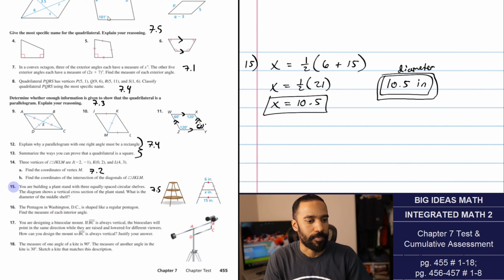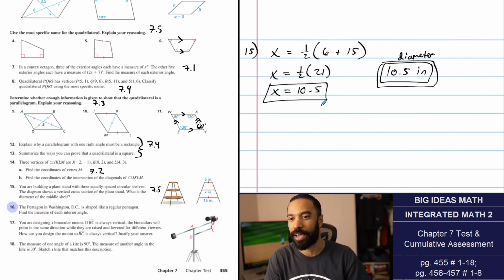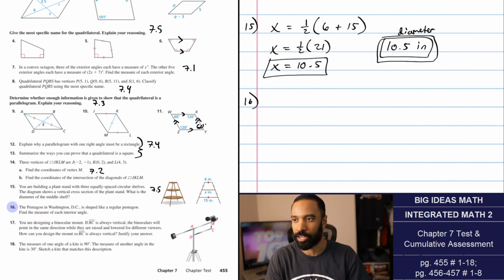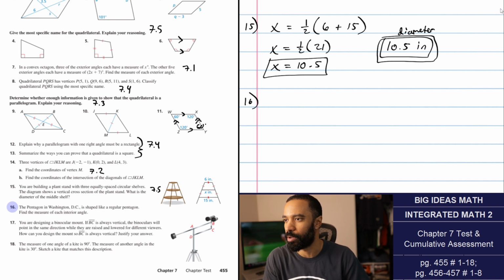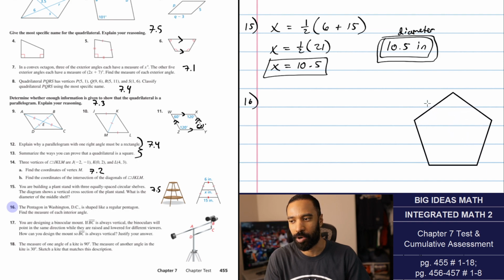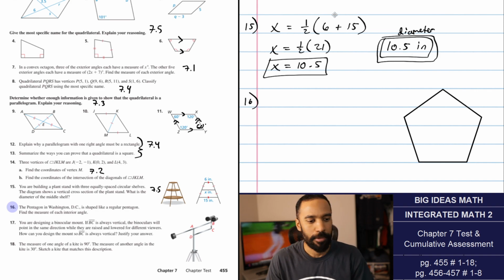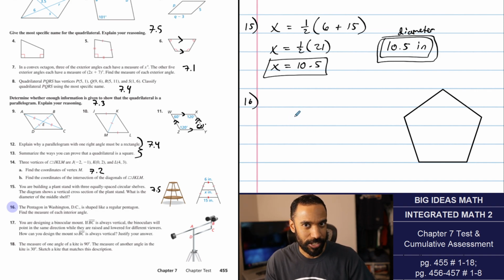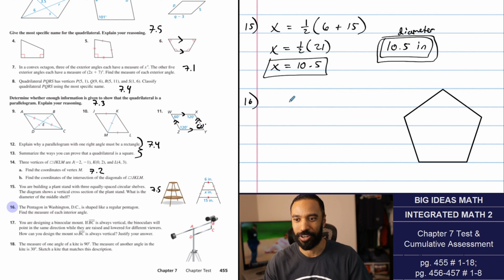Number 16. The Pentagon in Washington, D.C. is shaped like a regular pentagon. So any good old-fashioned regular pentagon, they mean all sides congruent, all angles congruent. I can actually generate one for you with my tool. So here's the Pentagon in Washington, D.C. Find the measure of each interior angle. It doesn't matter if it's the one in Washington, D.C. or another regular pentagon. Just find the measure of here.